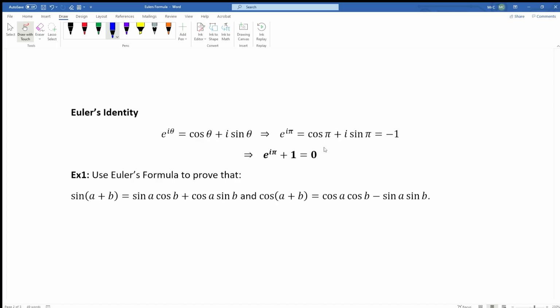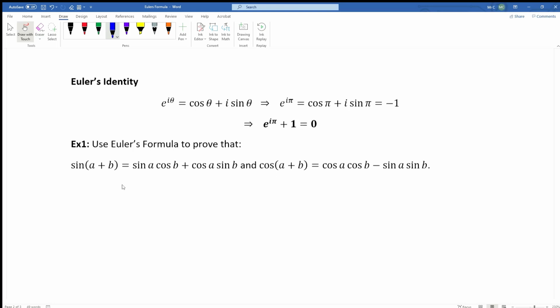Okay, well, what does that do for me personally? Well, maybe not a whole lot, but let's see something else cool we can do with it. Let's say you've forgotten your sum formulas for sine and cosine. Well, it turns out you can use Euler's identity to derive them very quickly.